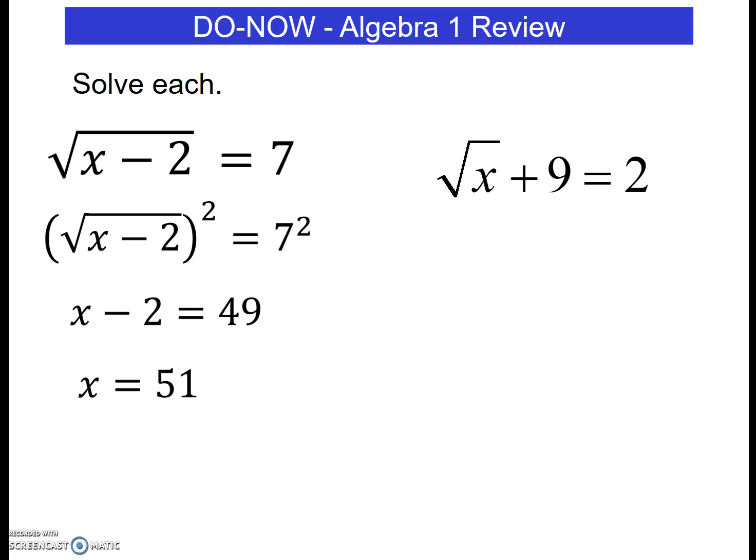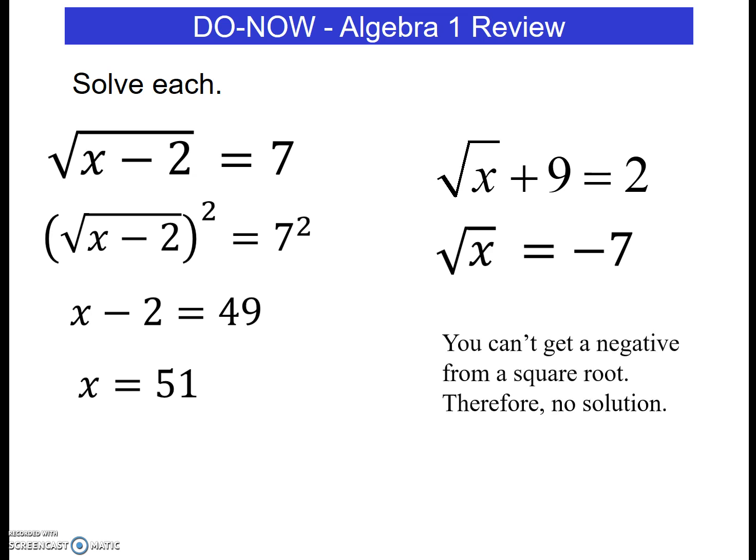So the first thing we have to do is isolate the radical because there's a plus 9 on the left. So I'm going to subtract that from both sides. And what I end up with is the square root of x is equal to negative 7. There is no number that we could take the square root of and get a negative number because, again, it's an even index there. And so we don't have a solution here.